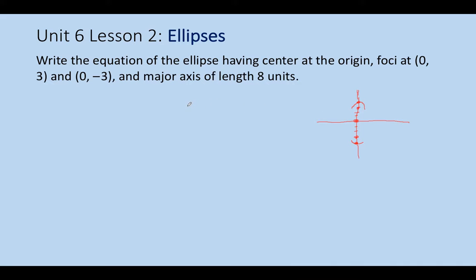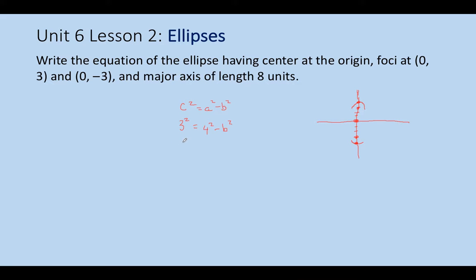So that's 3. So I'm going to say, if I put together my c squared is equal to a squared minus b squared, the c is going to be 3. So I've got 3 squared. The a value, remember, that's from the center out to the major vertex. That's 4. So I'm going to say 4 squared minus b squared.